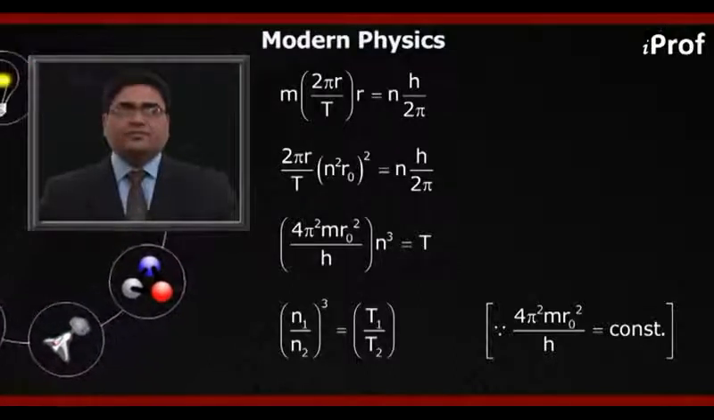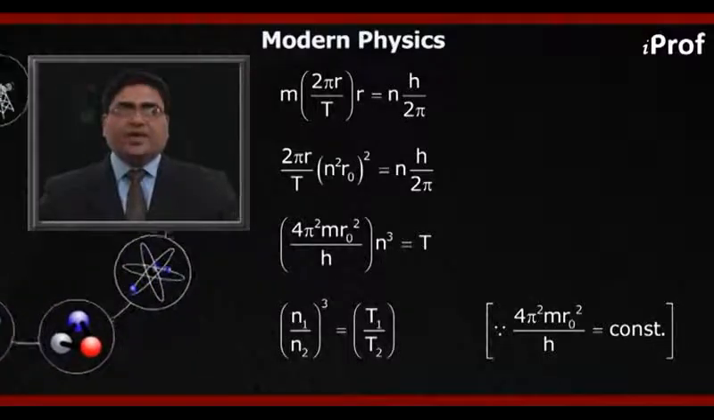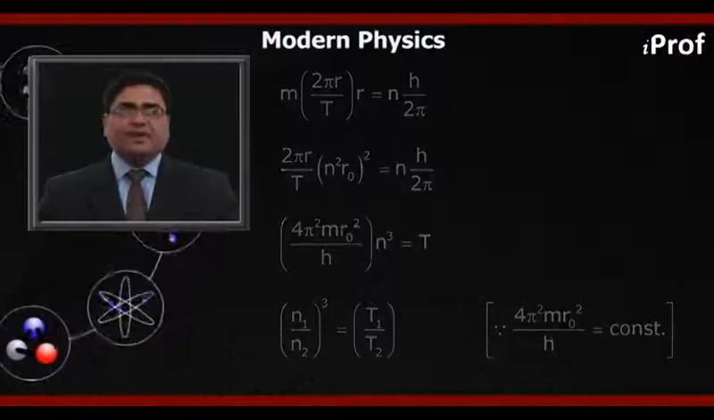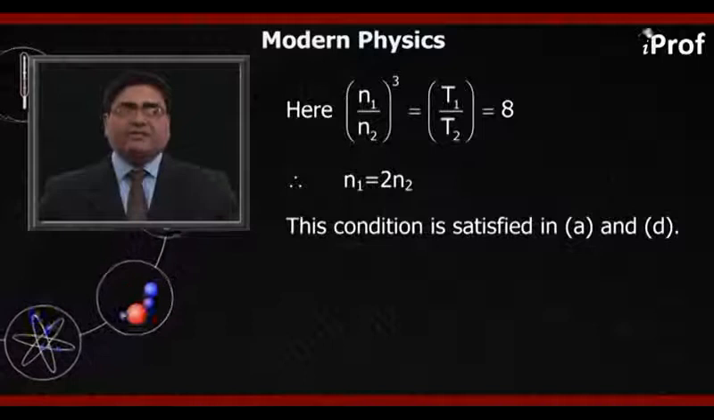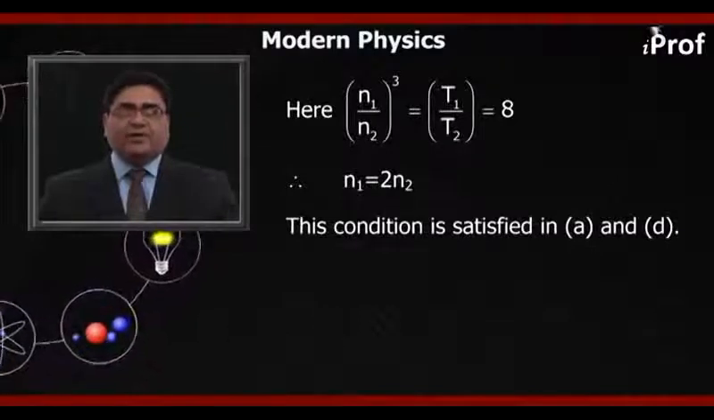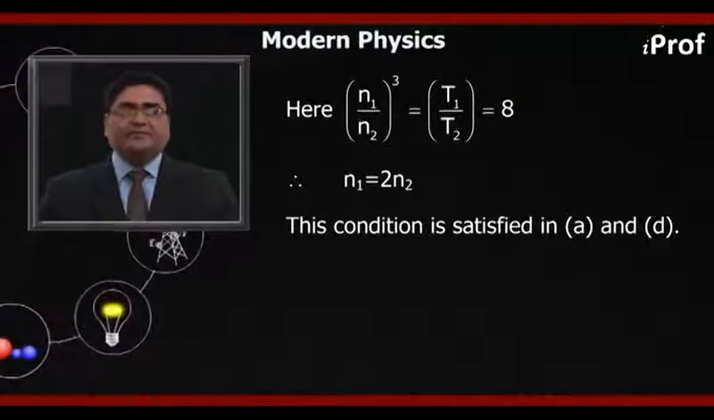or N1 upon N2 power 3 equal to T1 upon T2. Since 4 pi square m r naught square upon h equal to constant, here N1 upon N2 power 3 equal to T1 upon T2 equal to 8. Therefore N1 equal to 2 N2. This condition is satisfied in A and D.